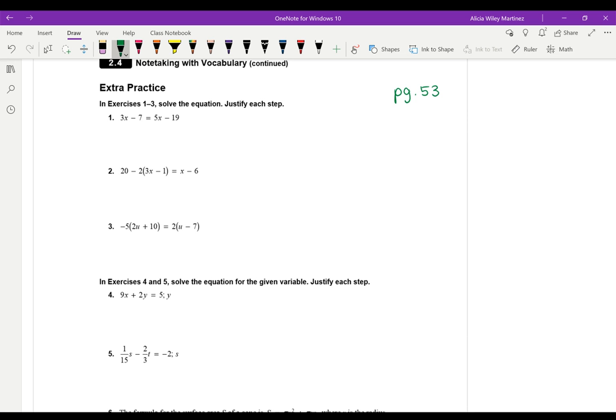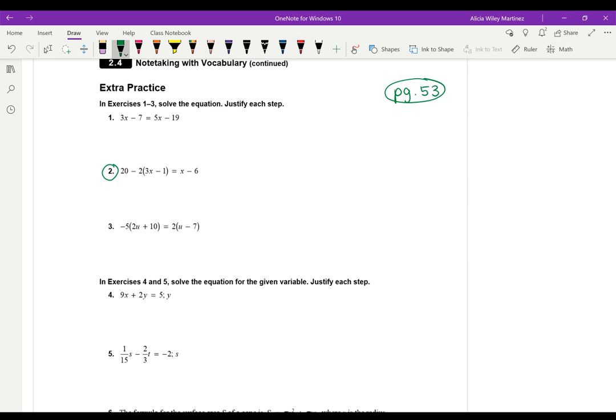Hello everybody, and today you're going to be learning section 2.4 algebraic reasoning. In your student journal, you're going to turn to page 53. So that's where I'm at right now. I'm on page 53. We are going to do number 2.